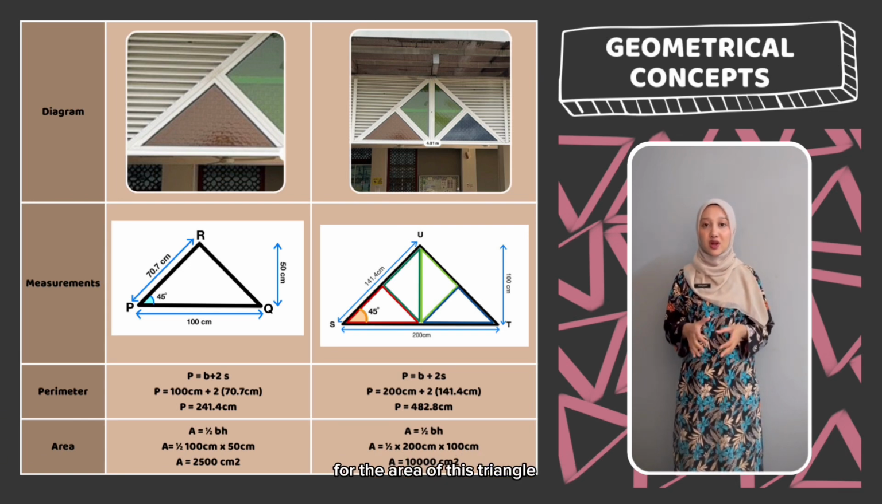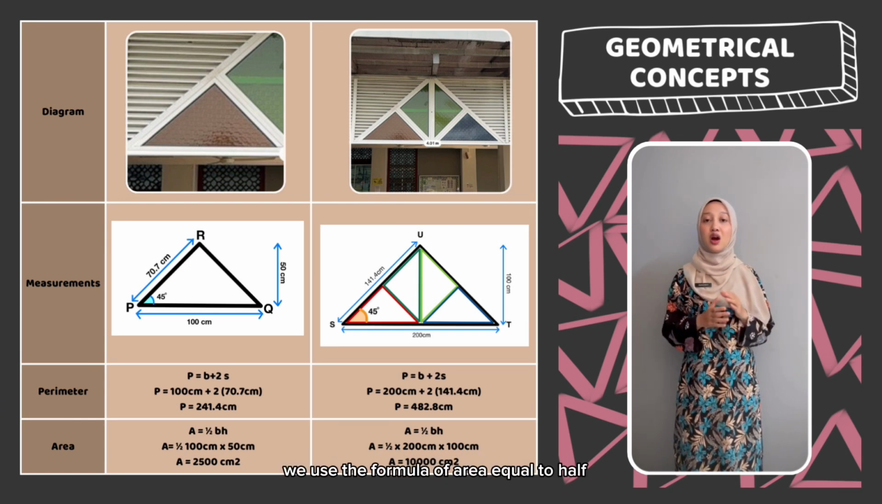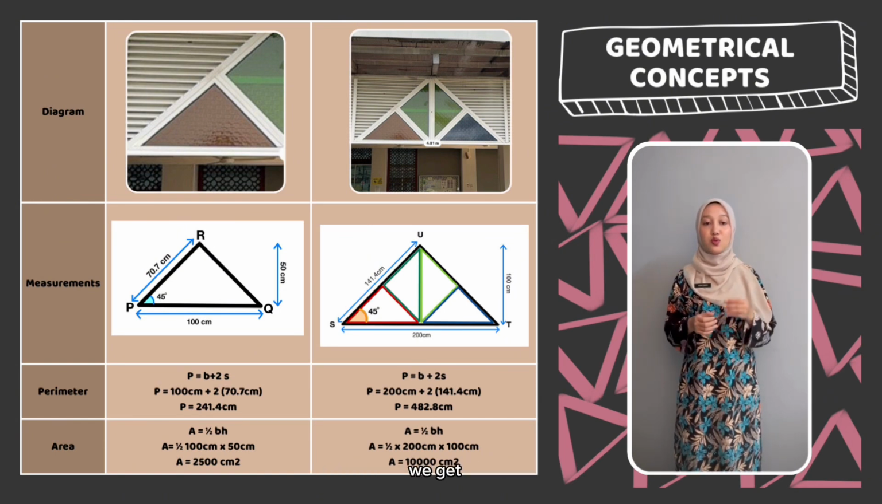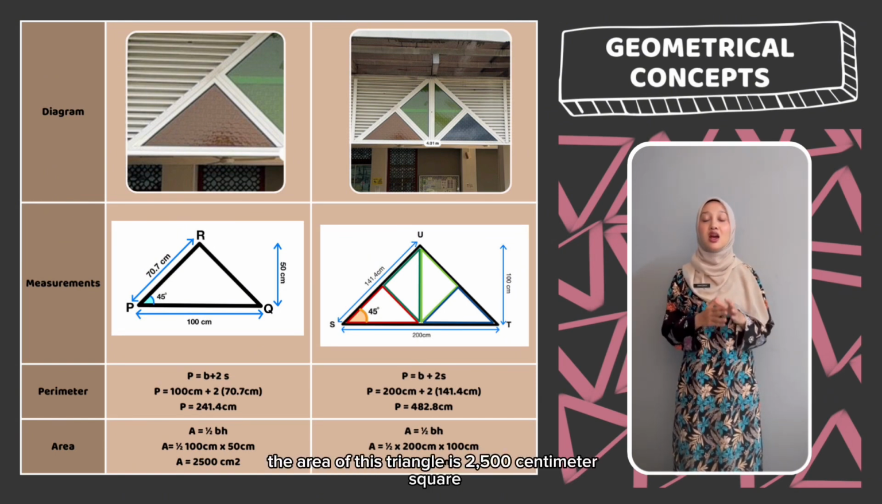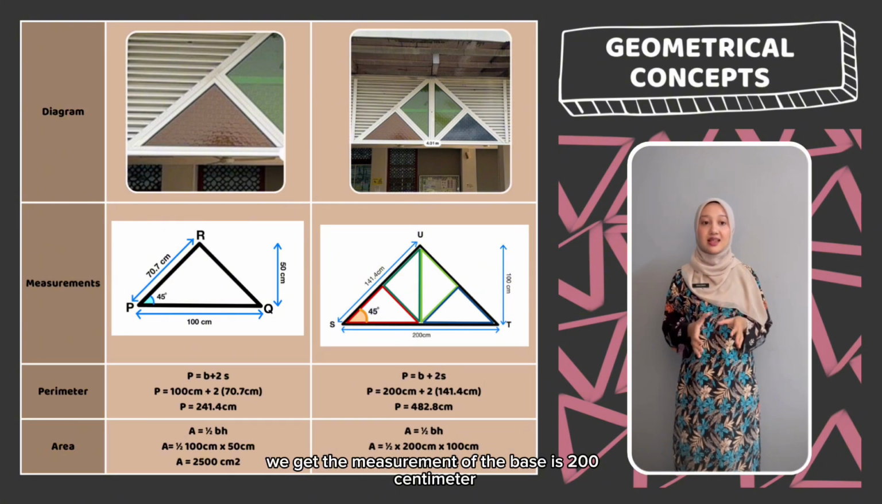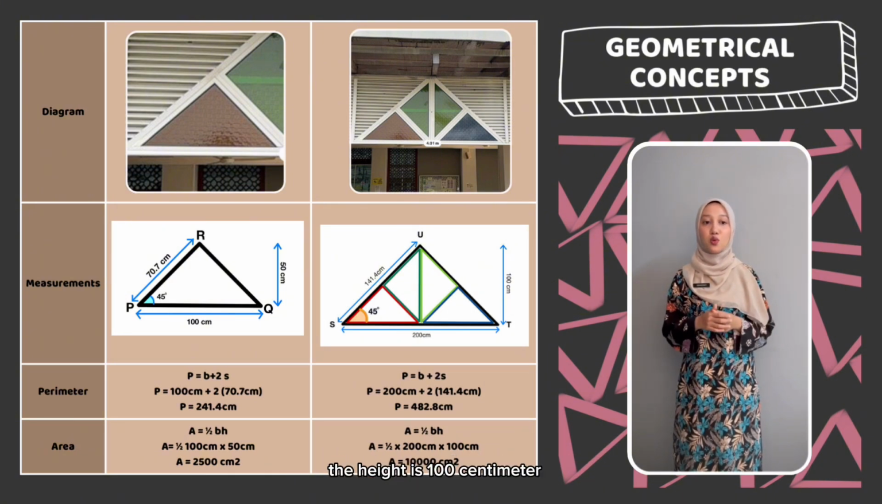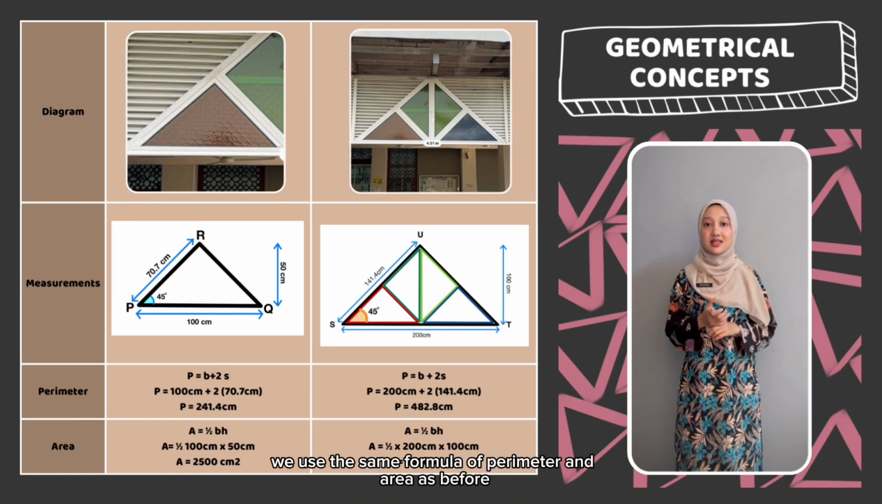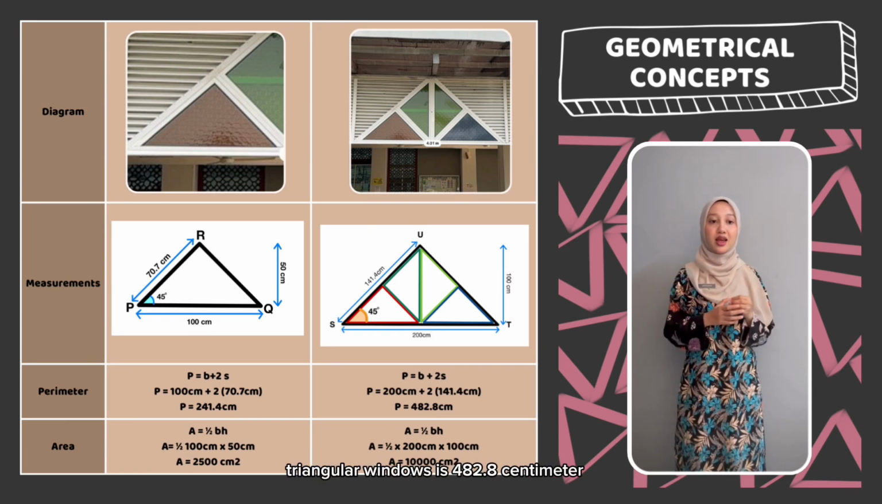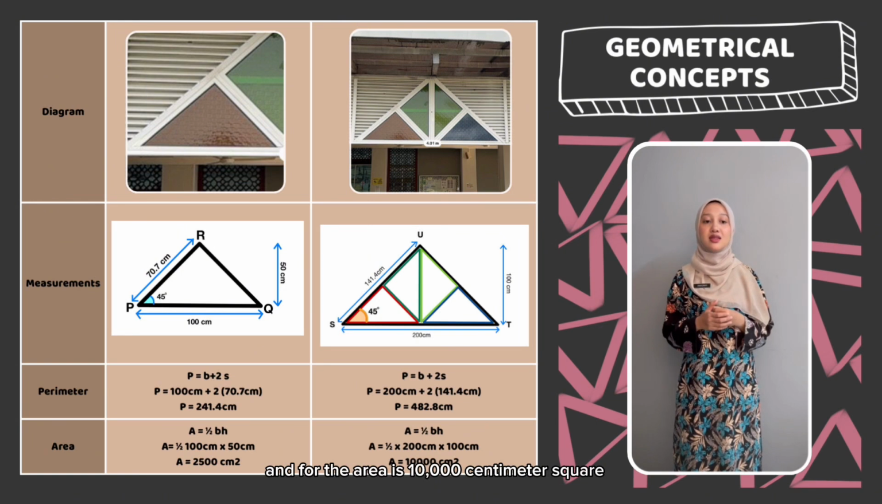For the area of this triangle, we use the formula area equals half multiplied by base multiplied by height. When we insert the values, we get an area of 2,500 cm squared. The second shape is the bigger triangular window. The measurement of the base is 200 cm, the height is 100 cm, and the length is 141.4 cm. We use the same formulas for perimeter and area as before, and the perimeter that we get for this triangular window is 482.8 cm, and the area is 10,000 cm squared.